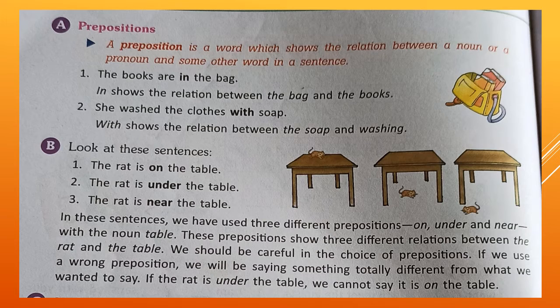Now, let's go for the next example. Now, look at these sentences. The rat is on the table. The rat is under the table. The rat is near the table. In these sentences, we have used three different prepositions which are on, under and near. With the noun table, these prepositions show three different relations between the rat and the table.